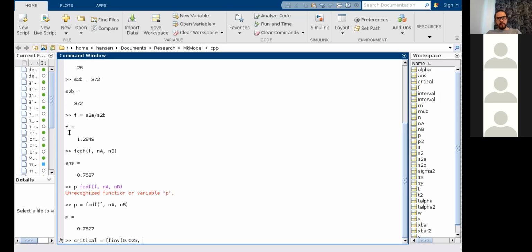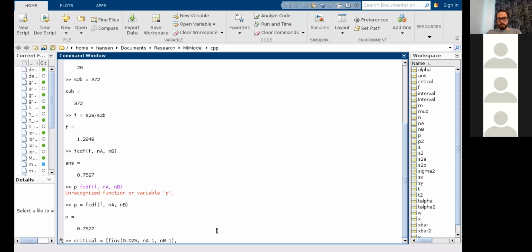And here we would have NA, NB. Oh, actually, this should be NA minus 1. Sorry, I made the blunder here. Those should be NA minus 1 and NB minus 1. So I'll have to recalculate the p-value. The F statistic itself is correct, but the p-value needs to be calculated differently.